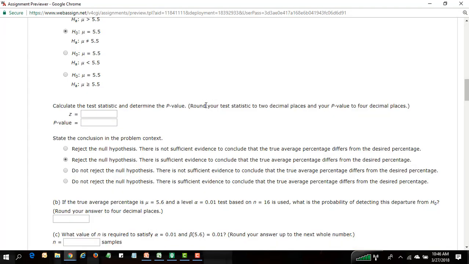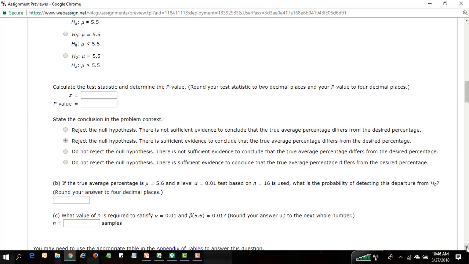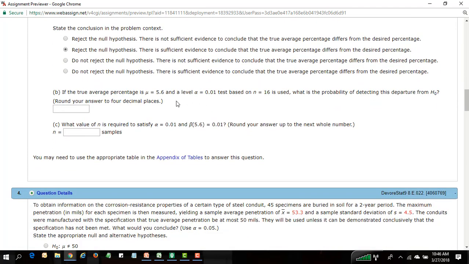The problem then goes on and asks us more in part B, so let's take a look at that now. If the true average percentage were 5.6, and not the 5.5 we've conjectured in the first part, with an alpha level of 0.01 based on our 16 samples, what's the probability of detecting the departure from H0? So what's the probability of detecting a departure?